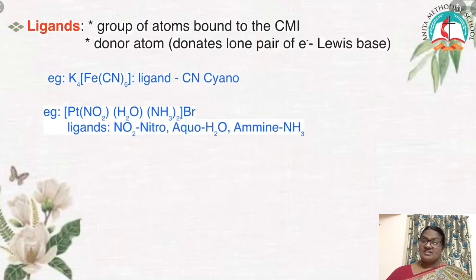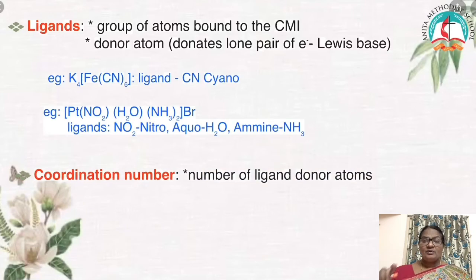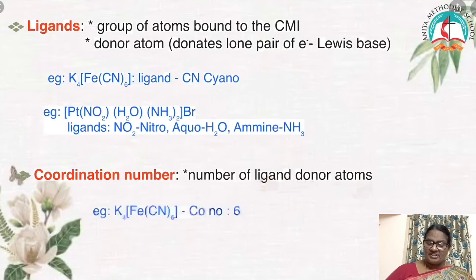Coordination number, quite easy but very important. The number of ligand donor atoms which donate a lone pair of electrons is called what? Coordination number. So if I take this complex it is 6. If I take this complex it is 4. But let me have a different example for you.